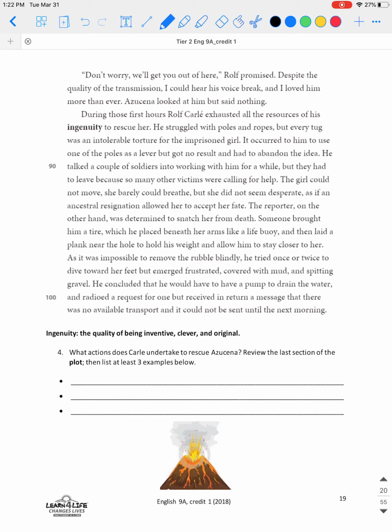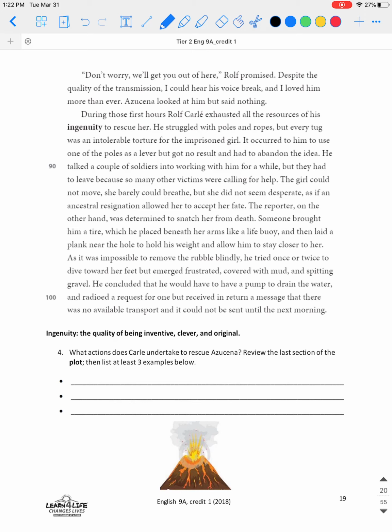It occurred to him to use one of the poles as a lever, but got no result and had to abandon that idea. He talked a couple soldiers into working with him for a while, but they had to leave because so many other victims were calling for help. The girl could not move, she barely could breathe, but she did not seem desperate, as if an ancestral resignation allowed her to accept her fate. The reporter, on the other hand, was determined to snatch her from her death.